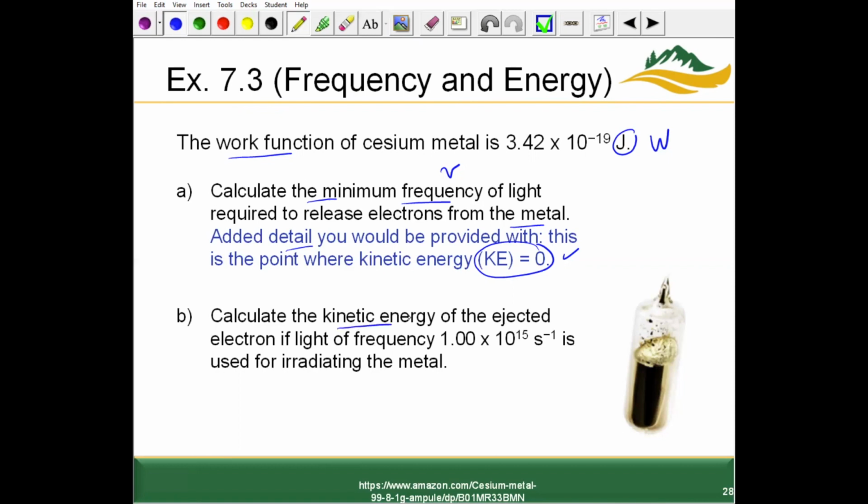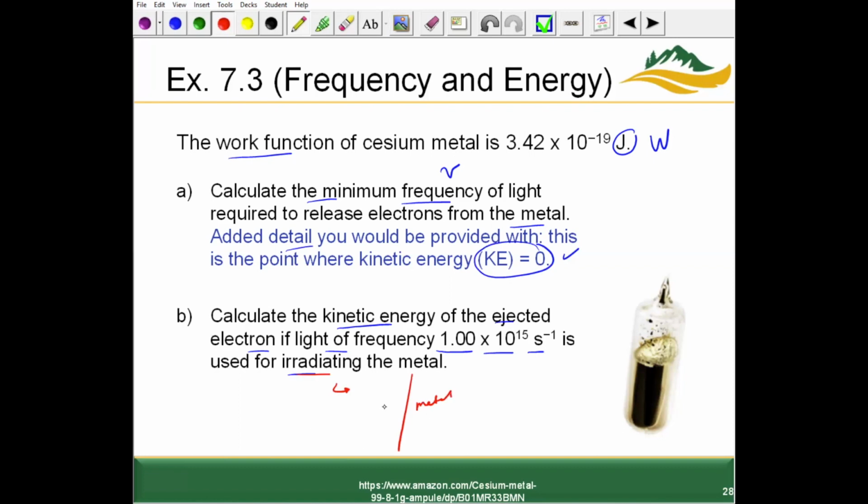Then calculate the kinetic energy of the ejected electron if light of frequency 1.00 times 10 to the 15th per second is used for irradiating the metal. This irradiating the metal just means we have metal.